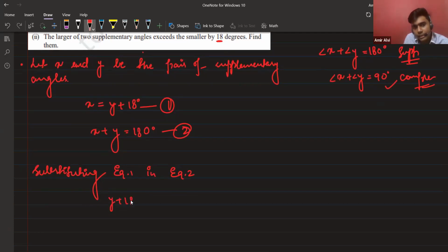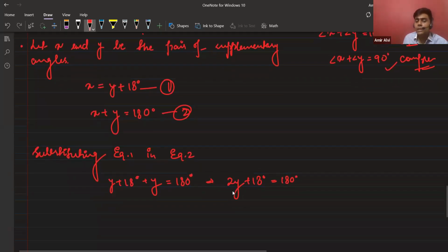y plus 18 degrees plus y is equal to 180 degrees. So now tell me, we have two families. One is the variable family, another is the constant family. So what will we do? We take one family here, 2y plus 18. So what we need to do after this? We have to get together the families.